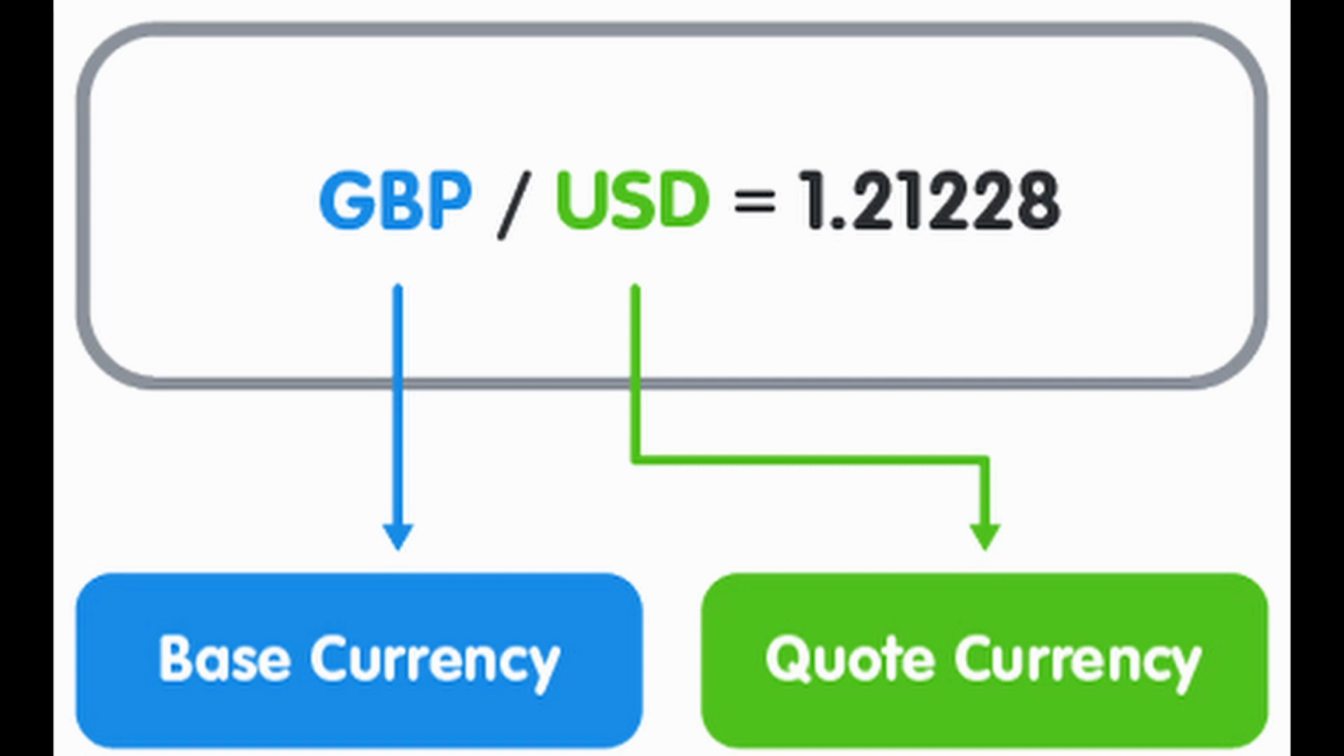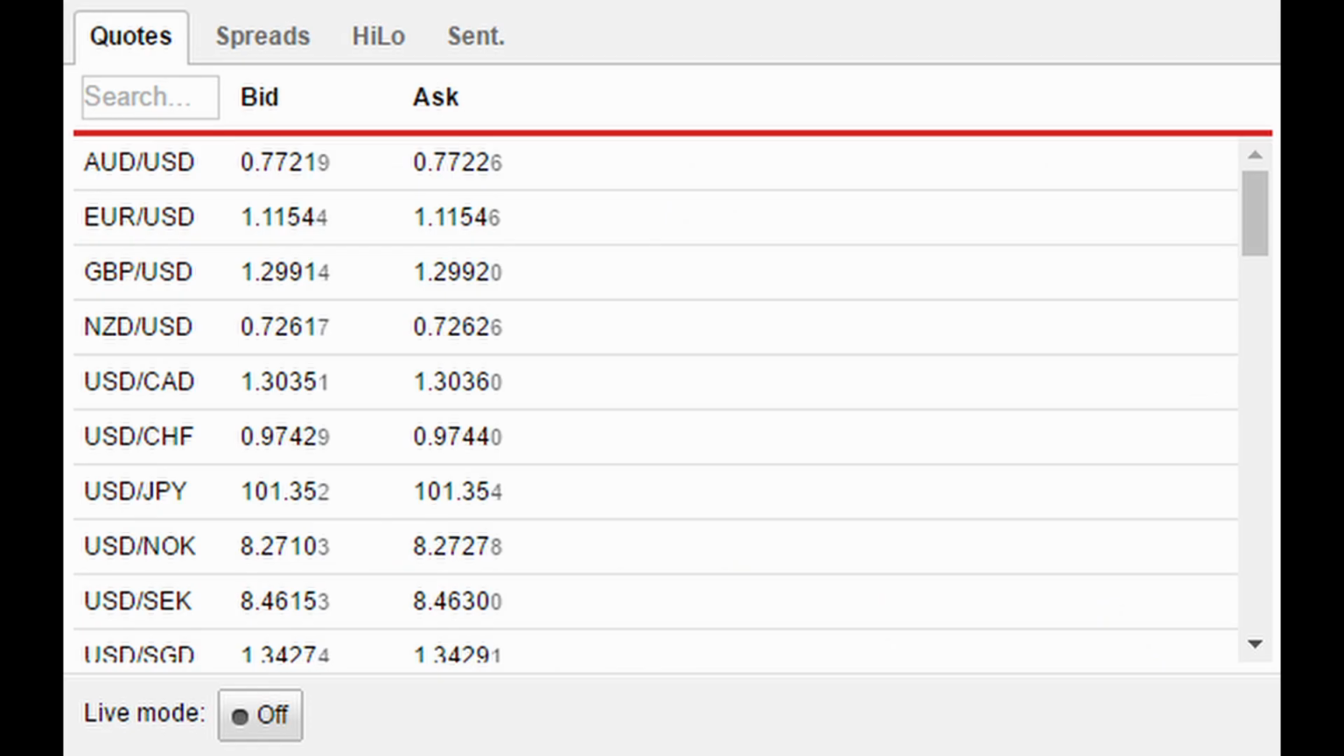The second listed currency on the right is called the counter or quote currency, in this example, the US dollar. When buying, the exchange rate tells you how much you have to pay in units of the quote currency to buy 1 unit of the base currency. In the example above, you have to pay 1.21228 US dollars to buy 1 British pound. When selling, the exchange rate tells you how many units of the quote currency you get for selling 1 unit of the base currency. In the example above, you will receive 1.21228 US dollars when you sell 1 British pound.